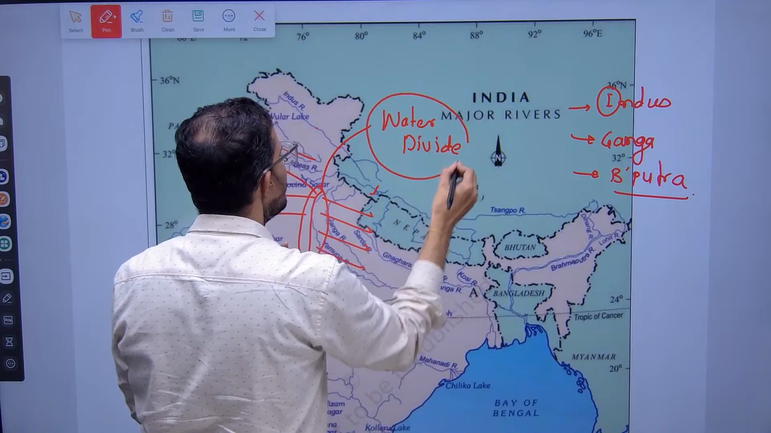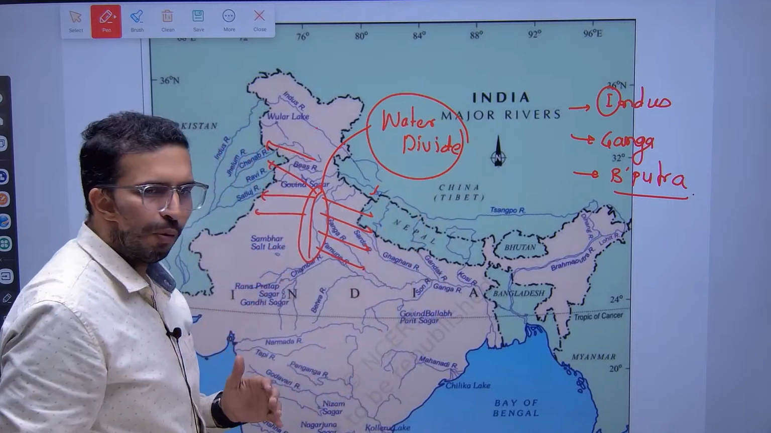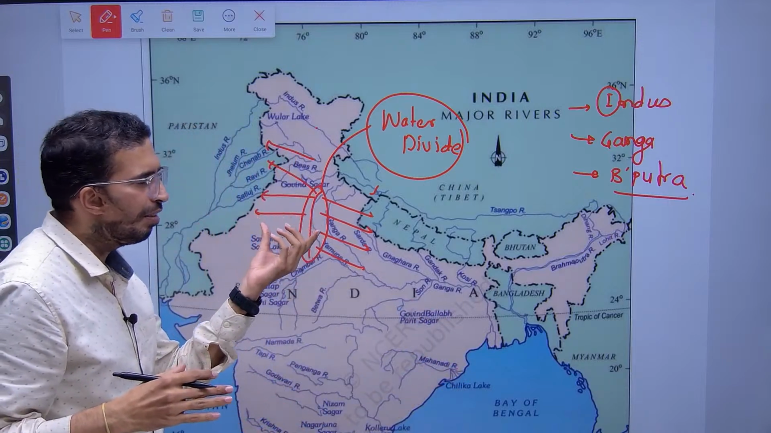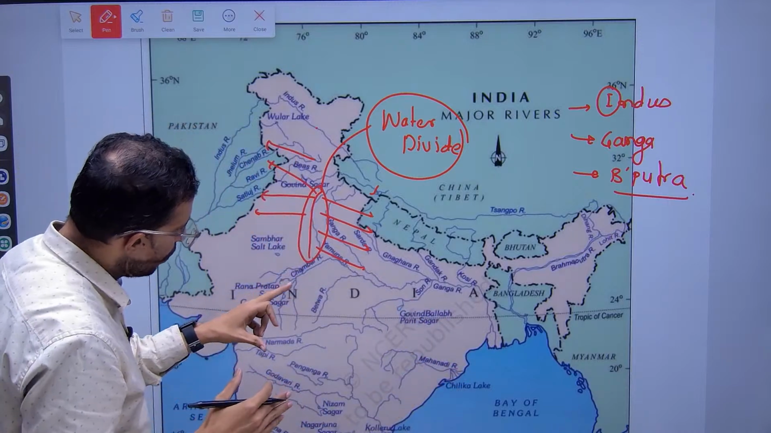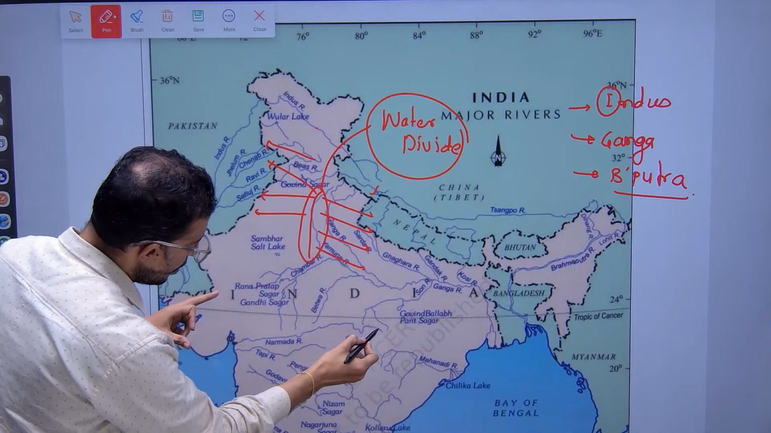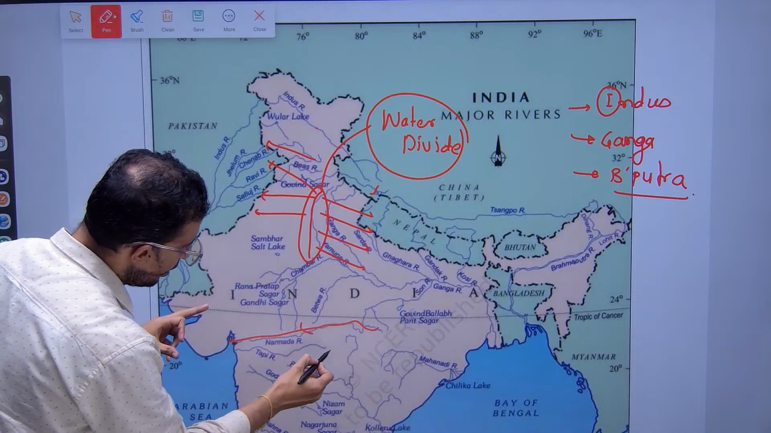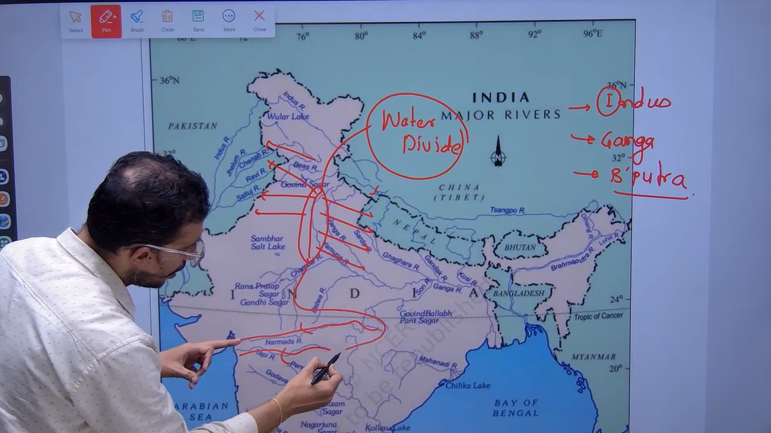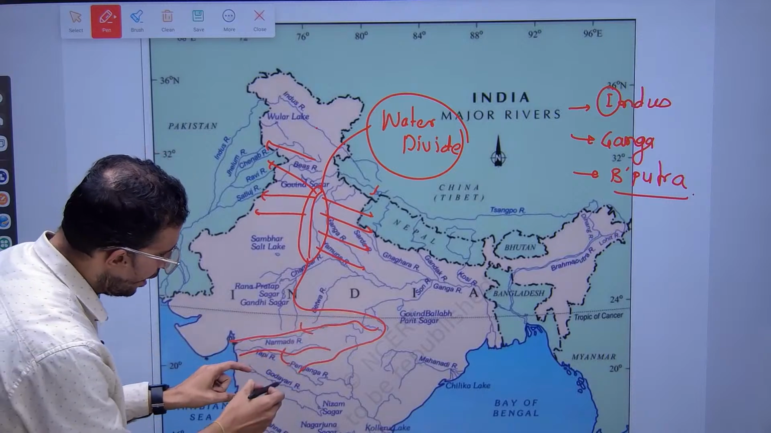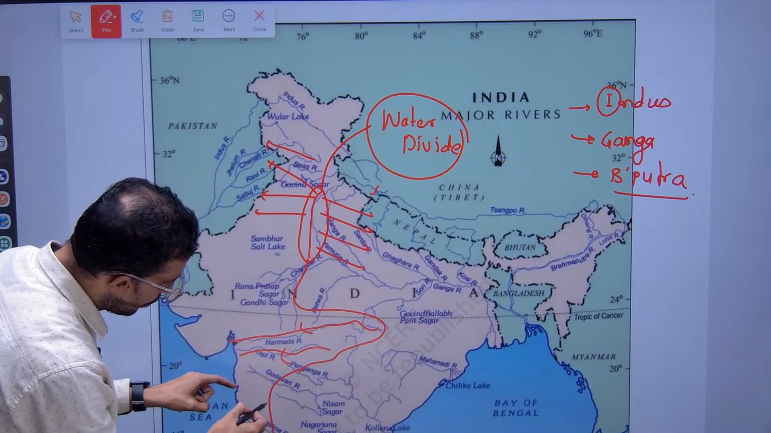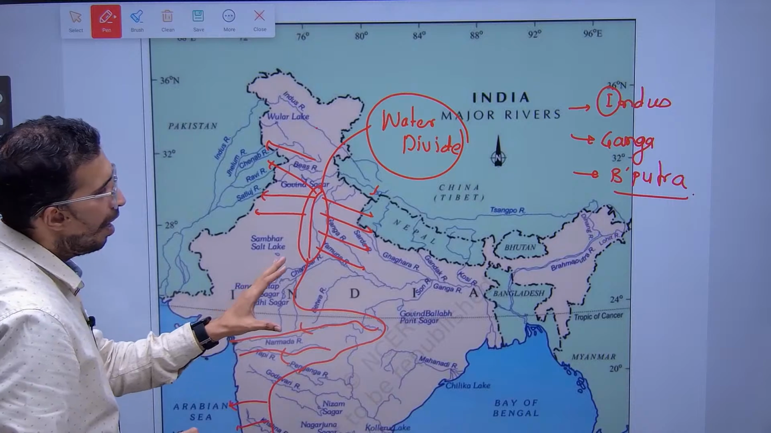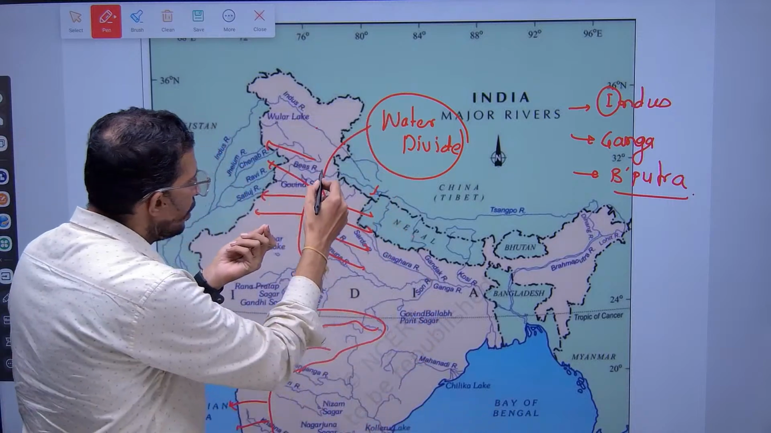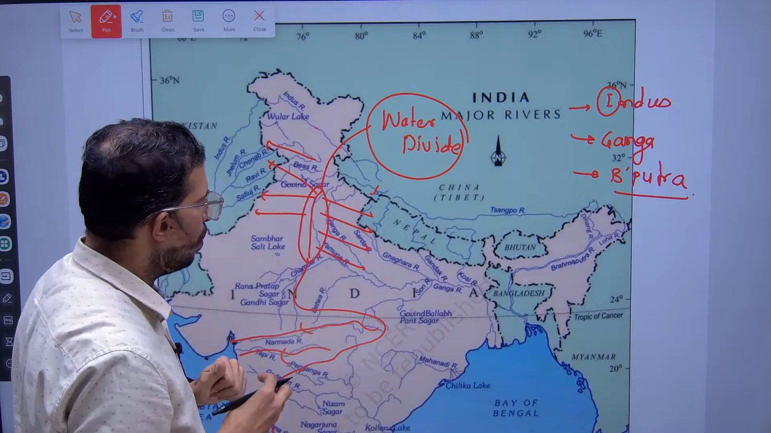Water divide means any elevated or raised platform which divides two river basins. With respect to the Narmada and Tapi, the Narmada is flowing towards the east, and the Tapi is also flowing towards the east. So this water divide gets elongated in central India. Then again, the Western Ghat has these western flowing rivers. So how the water divide runs across India is very important.